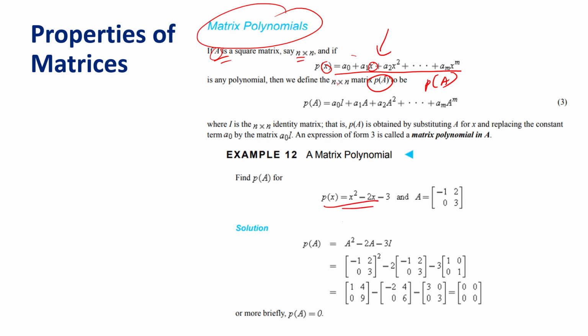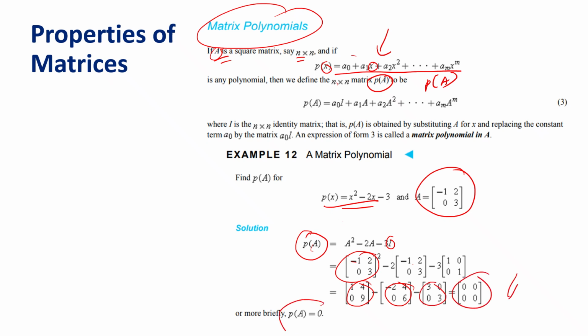For example, if you have the polynomial x squared minus 2x minus 3, and you have matrix A here. Then if you are asked to calculate the polynomial of matrix A, you input this one. So you have A squared minus 2A minus 3 times the identity matrix. Okay, don't forget the identity matrix. So here you have minus 1, 2, 0, 3 squared, minus 2 of this one, and minus 3 of this one. So here the calculation of this, you have this one, this you have this, and you have 0. So the value of this polynomial matrix is 0.